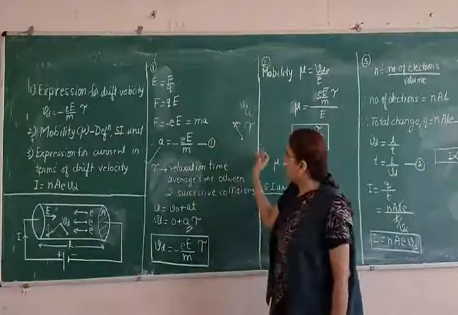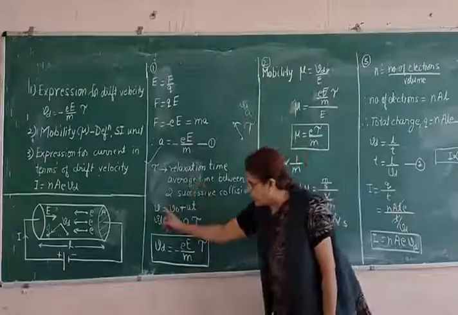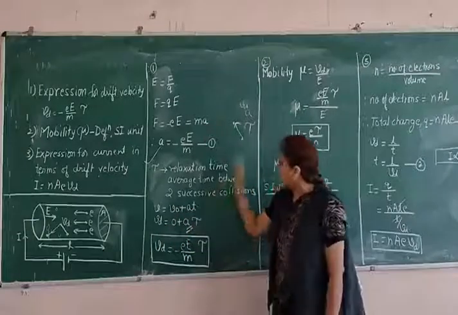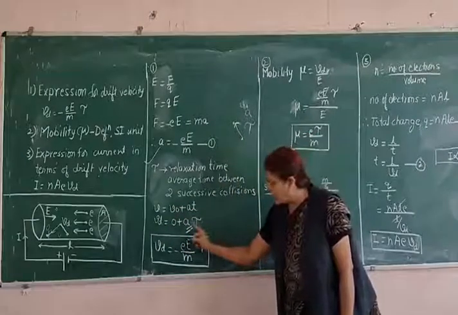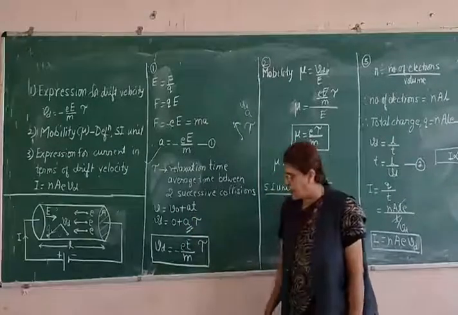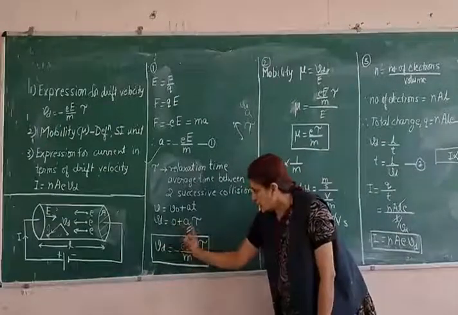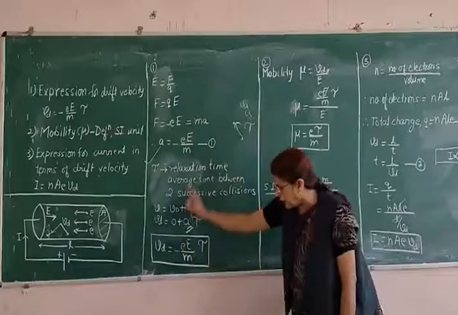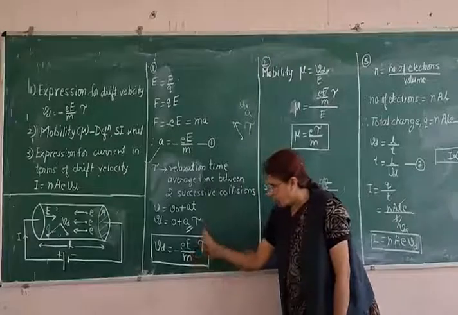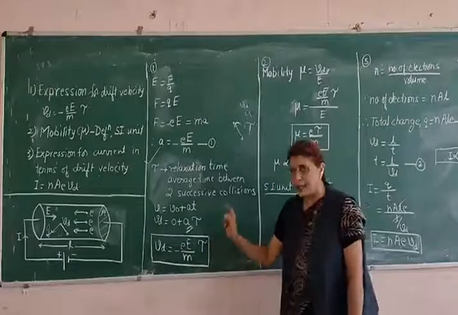Immediately after the first collision, the initial velocity is 0. Then they take on the drift velocity. So final velocity is vd, initial velocity is 0, acceleration is a, and the time between two collisions is tau. So I have written it as a into tau. If you simplify, put the value of a here, minus eE upon m. So you will get the value of vd as minus eE upon m into tau. So this is the final equation: vd = -eEτ/m.